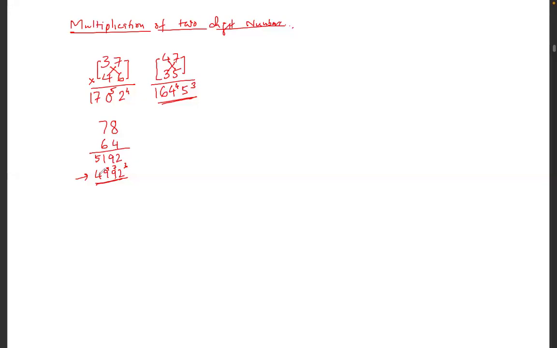You need to be very fast with addition of two-digit numbers orally. If you are taking time in addition, then you will mess up. The faster you do addition, the quicker you get the answer. And accuracy will also be there. Cool. So this is how you can multiply.